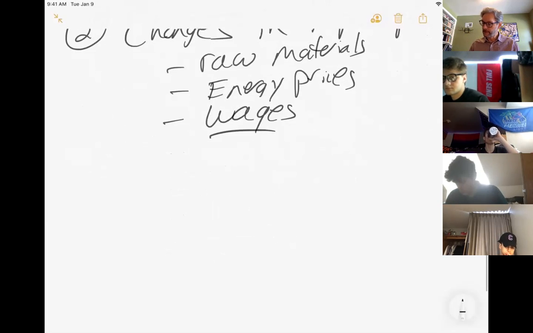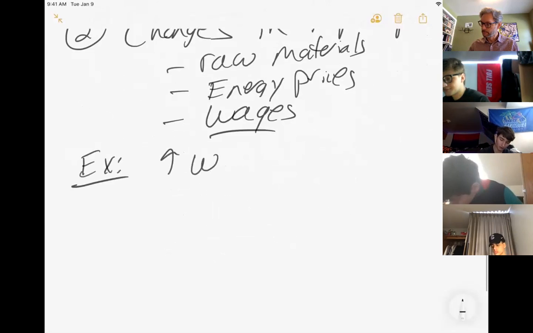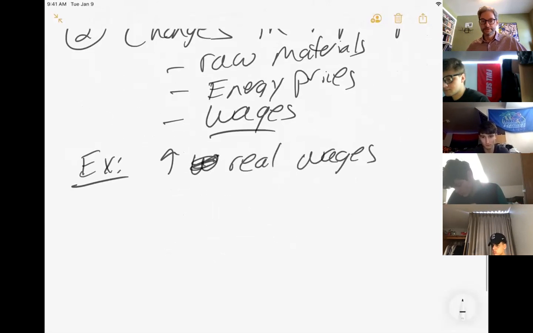So once again, let's think of another example. For instance, a big increase in real wages. What would cause this? Well, let's say that the government passes a new minimum wage law that says everybody needs to get paid 25 bucks an hour at least. Okay, so it increases the wages for a large number of US workers.